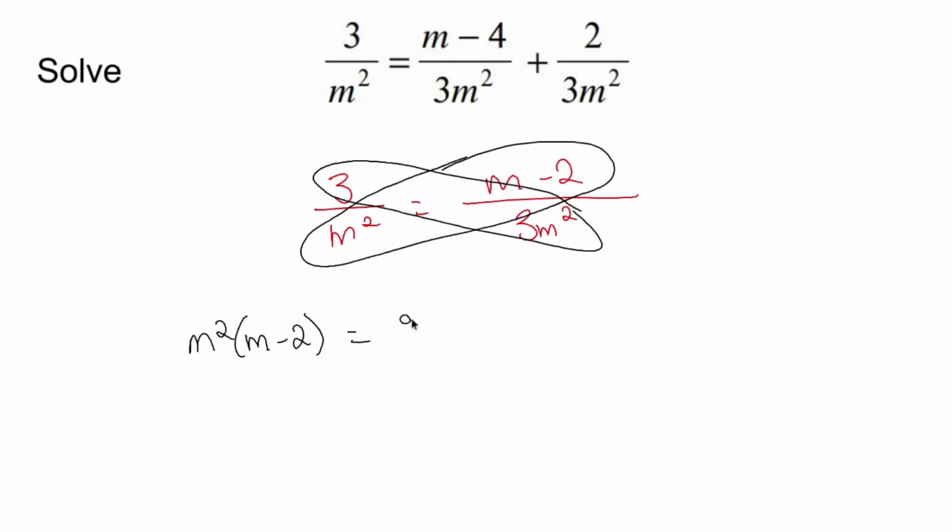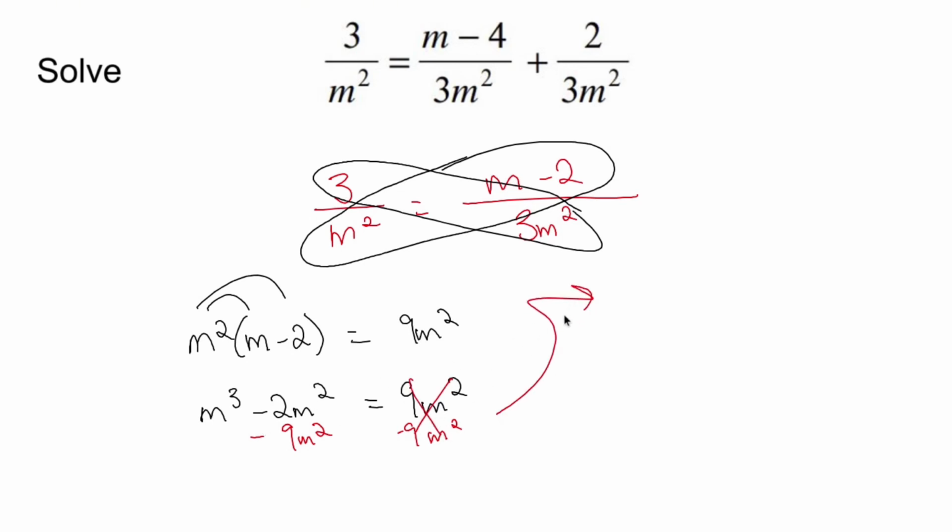So 9m squared. Multiply this guy. m squared times m is m cubed. m squared times negative 2 is negative 2m squared, and that's going to equal 9m squared. Let's subtract 9m squared from both sides. Minus 9m squared, minus 9m squared. And what that does is leave me with m cubed minus 11m squared equals 0.